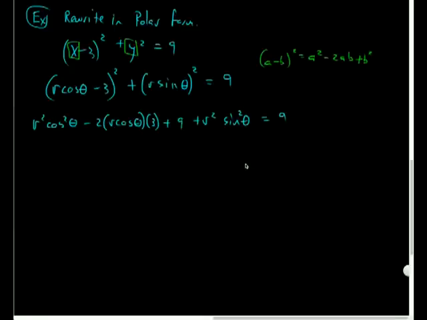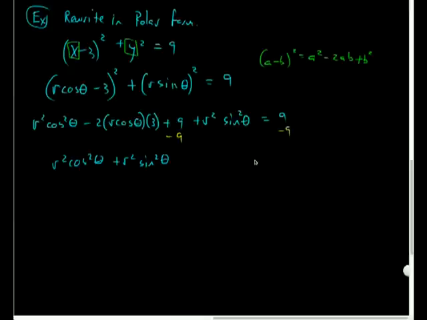So let's see, I've got some tricks I can do. I'm seeing a sine squared and a cosine squared, and I think I want those together. Perhaps you might recall a trig identity that will be helpful for us there. So r squared cos squared theta plus r squared sine squared theta. And I think it might be valuable for us. Actually, yeah, check this out.